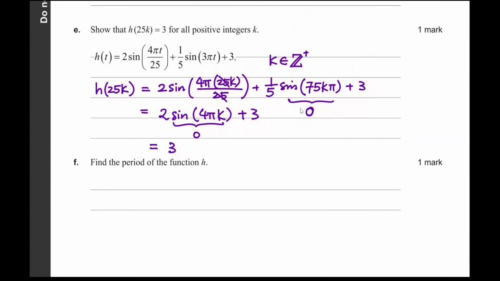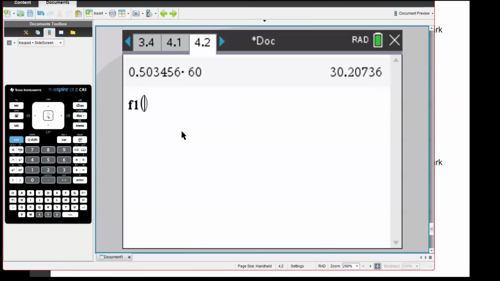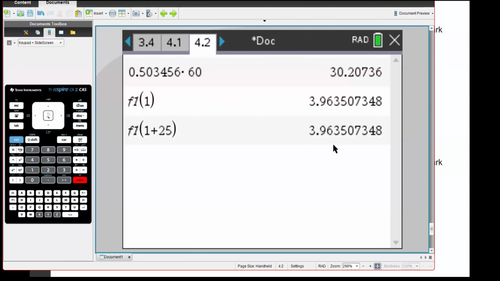The next thing is find the period of the function h. It is suggesting that for each 25 hours, it repeats a number 3 here. But I don't think this is the period. If I take a closer look, it has something to do with 25. For example, f1 of 1 is that. So how about f1 of 1 plus 25?